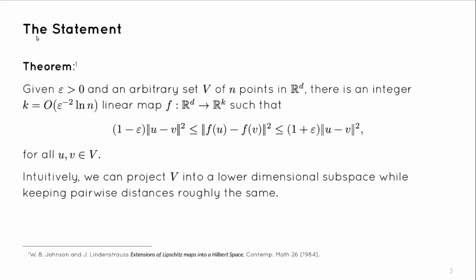So basically, this whole thing is a sort of mini session about the Johnson-Lindenstrauss lemma. It's basically saying this: take epsilon greater than 0, take n points in R^d, and then you can project the set V down to some lower dimensional subspace such that the distances are roughly preserved.